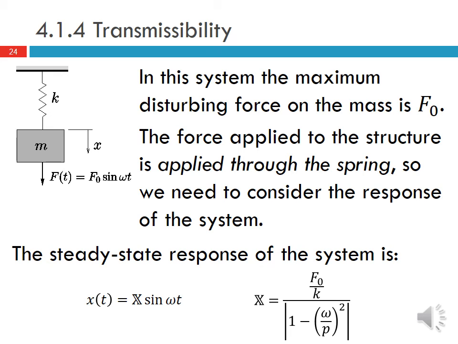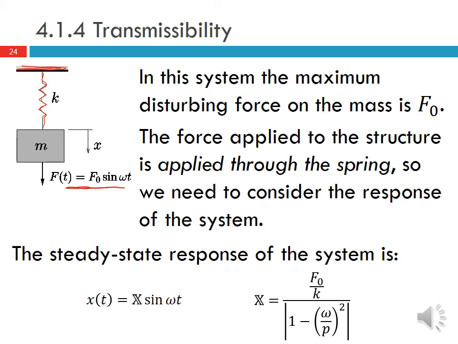So if we consider our spring mass system being forced with F naught sine omega t, the maximum disturbing force on the mass is F naught. So this is our disturbing force. And the force applied to the structure is applied through the spring. The only thing connecting our mass to the structure is this spring, so the force applied to the structure is through the spring.